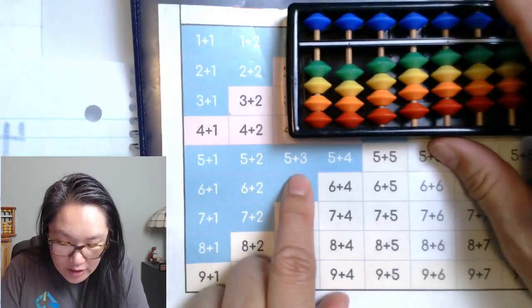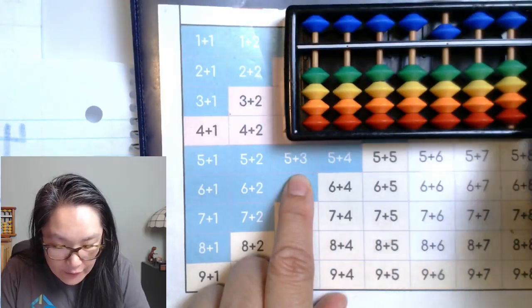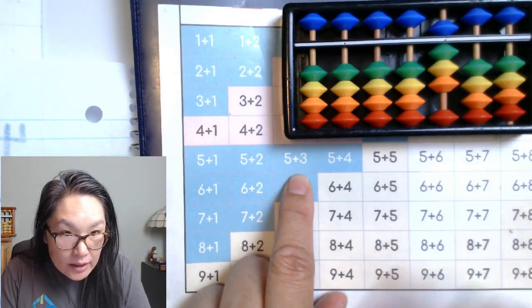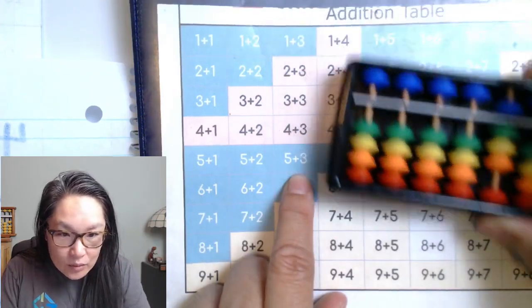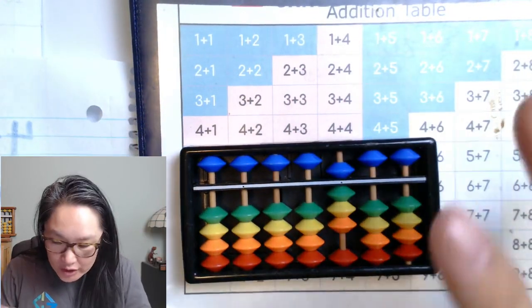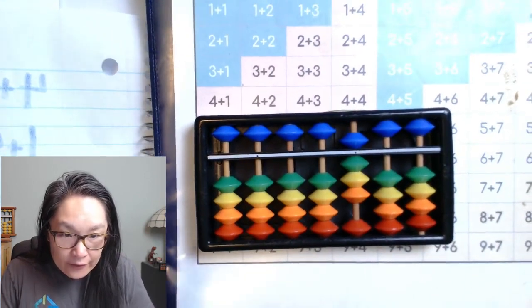So this question here is 5. I have the 5 and I add the 3. I didn't do anything. There was no formulas. The next one is what we were just talking about, adding the 5.